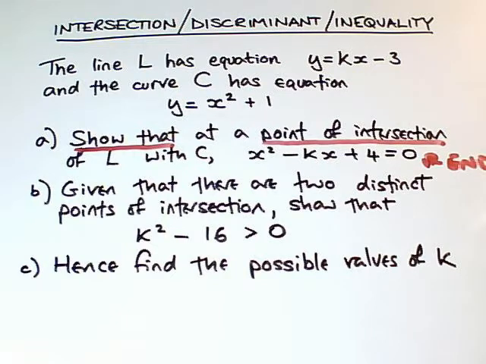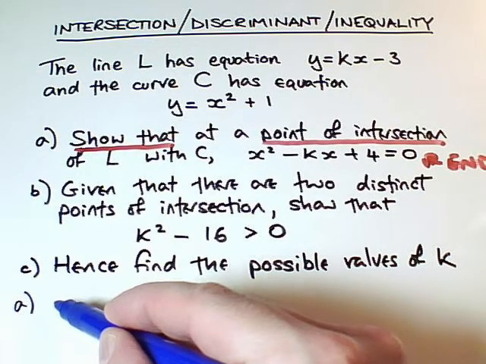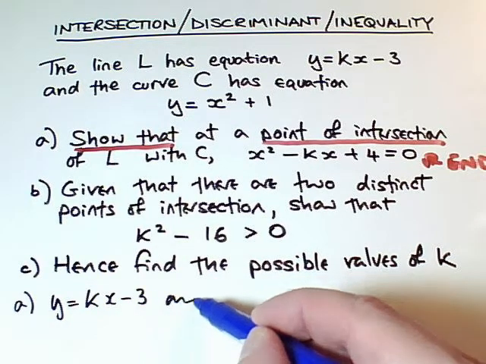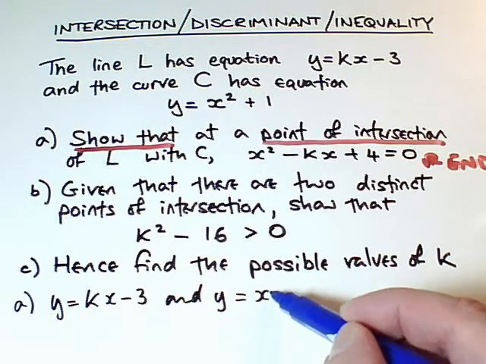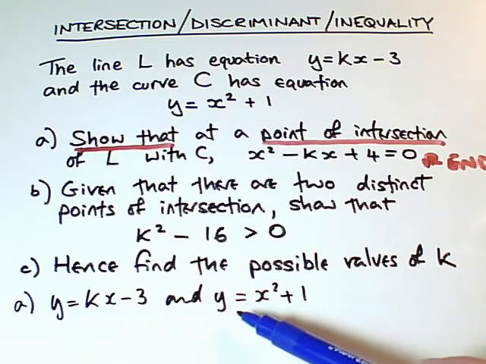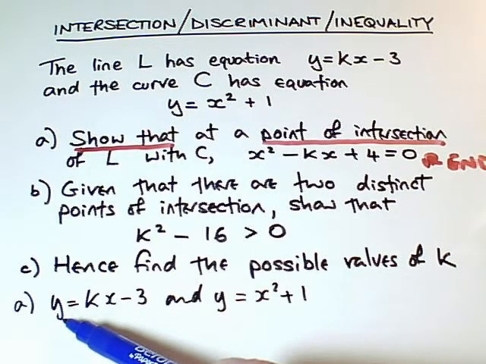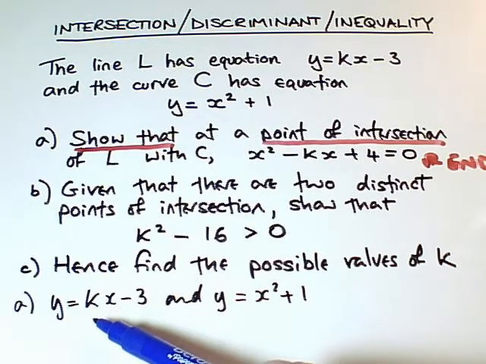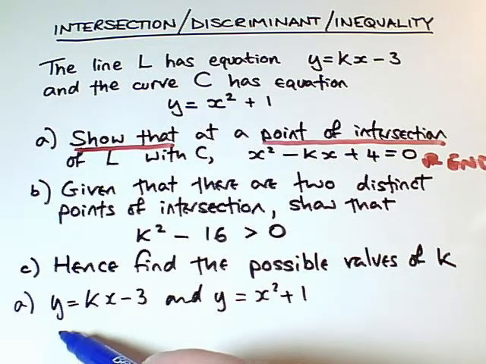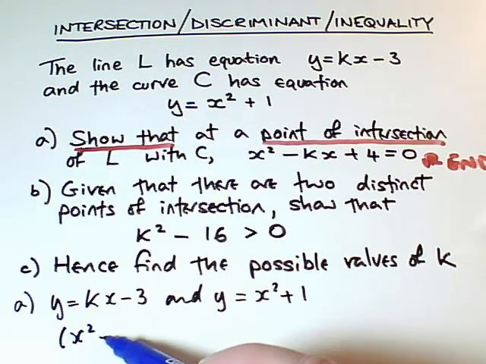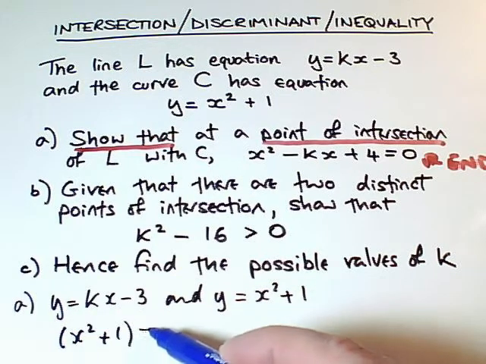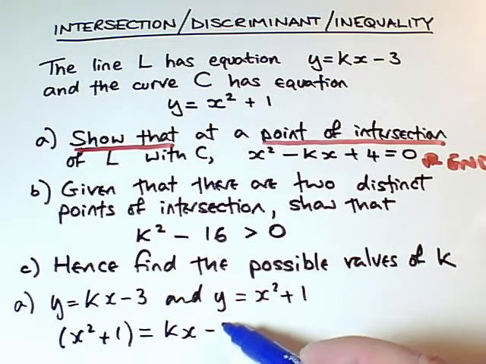So our solution in part A is going to be y equals, just write out the equations again, kx minus 3 and y equals x squared plus 1. I'm going to substitute one into the other. They both start y equals. So if I put the first one into the second one, or the second one into the first one, we're going to get the same thing. I'm going to slot in this x squared plus 1 in for that y there. So I'm going to get x squared plus 1, because that's what y is according to this equation, equals kx minus 3.